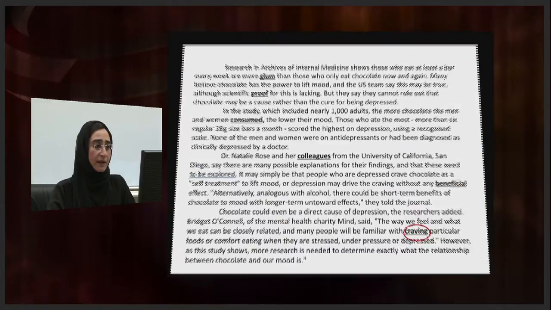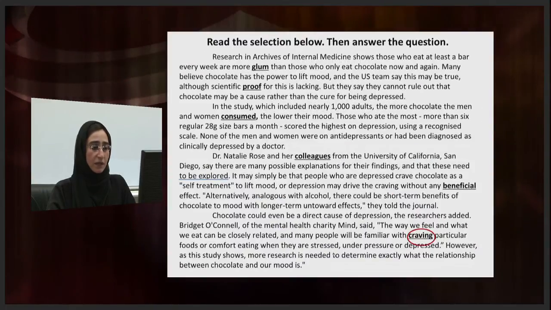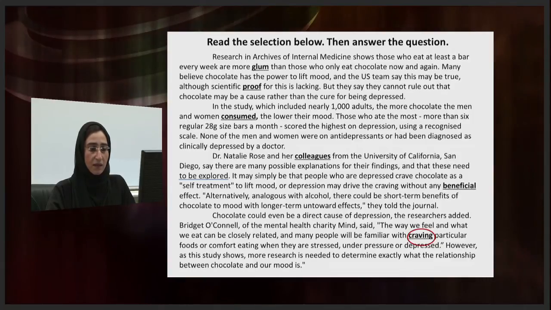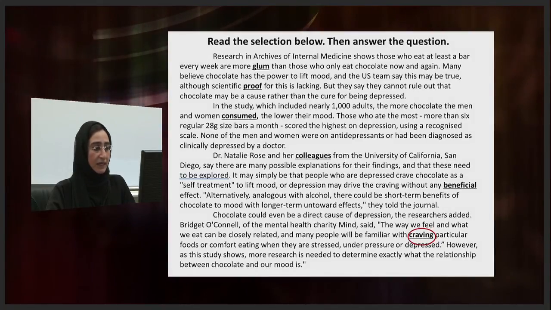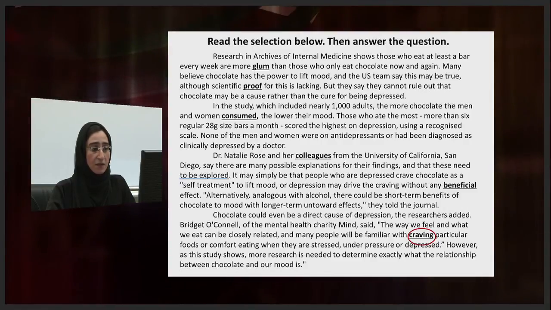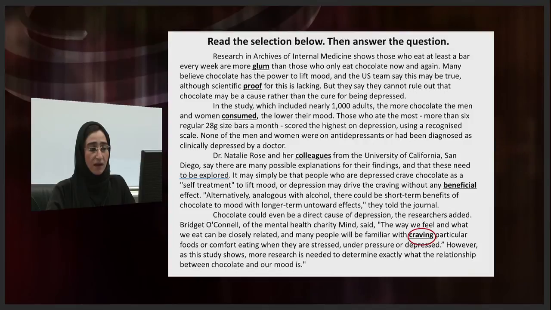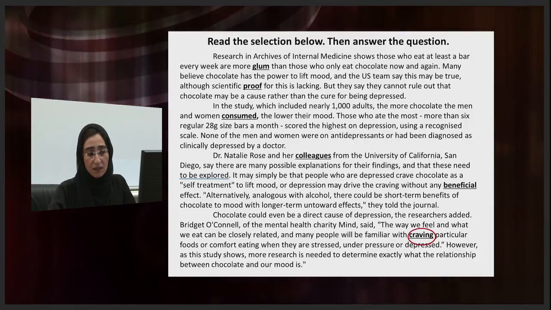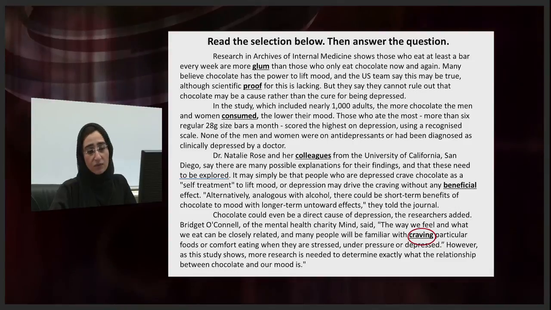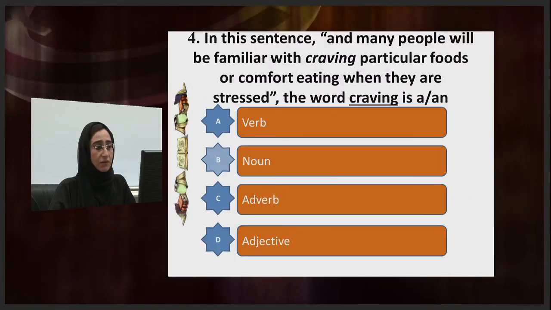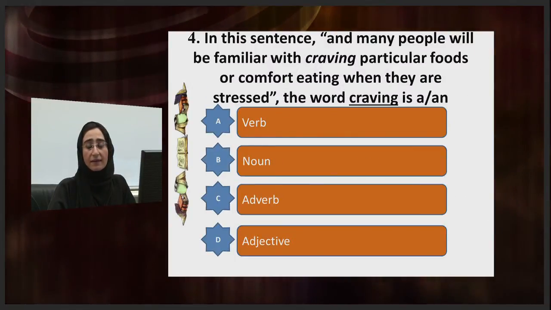Am I going to get it through context or using suffixes? So let's go back. The word craving is in the last one. It says here, the way we feel and what we eat can be closely related, and many people will be familiar with craving, particularly foods or comfort eating when they are stressed. So we will get it here, familiar with craving. This will be easier for you. So it is what? It is a noun.